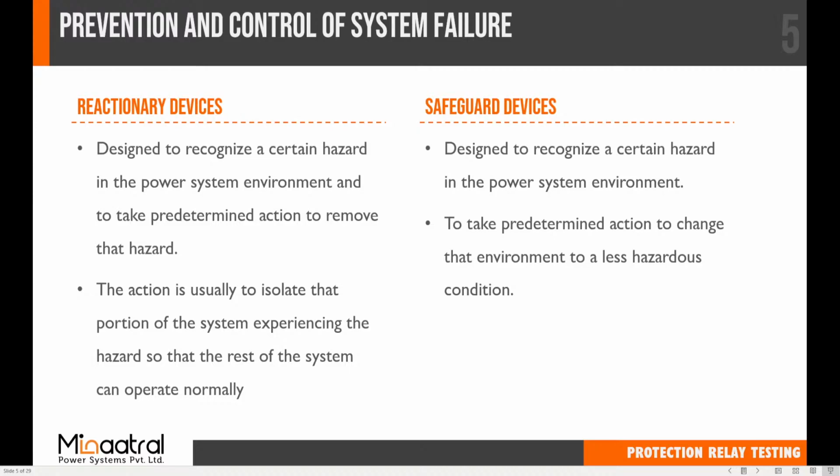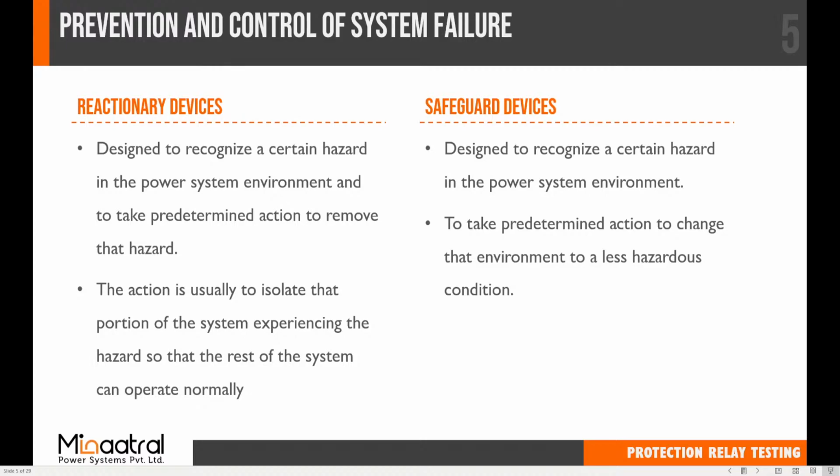So your AVR that is connected to your transformer tap changers or OLTCs, they know whenever the voltage is above or below a certain limit, but they do not trip a transformer. They do not make any changes. What it does, it takes an action to ensure that the voltage is within certain limits. So there's no isolation, there is no tripping when it comes to safeguard devices.